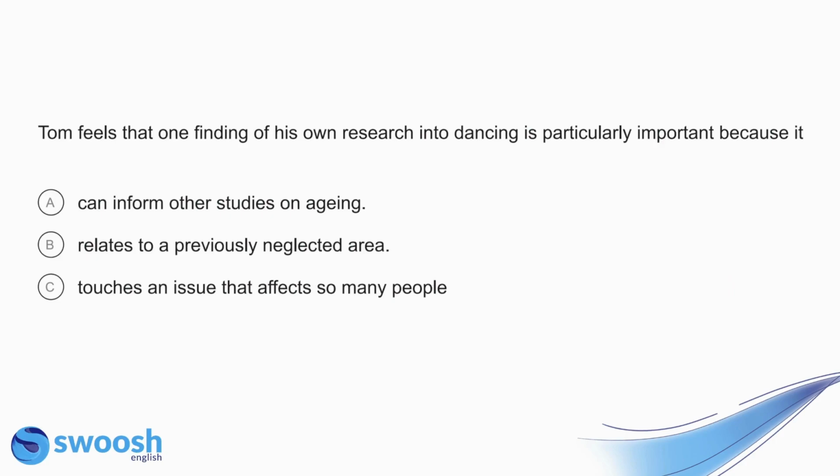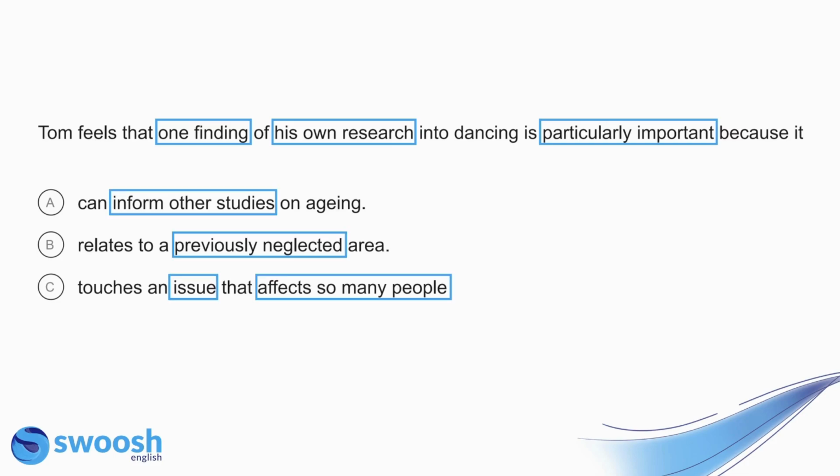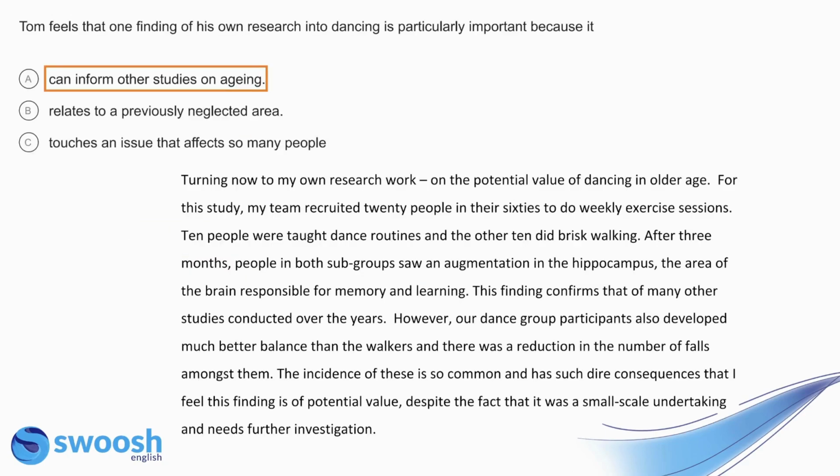So we're going to go through exactly the same process. We're going to look at the keywords in the question. Here we go. So we've got one finding of his own research, particularly important. And then we're going to look for our keywords in the answer options. So here we go. We've got inform other studies, previously neglected area, issue affects so many people. So now we're going to go to the text. Let's see if we've got any more distractors.